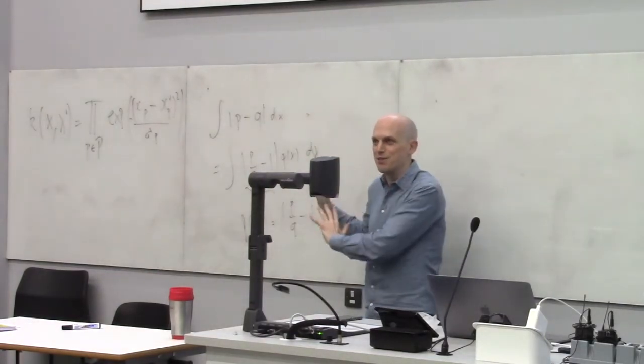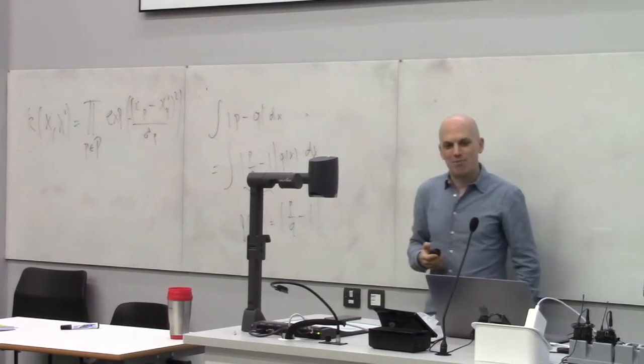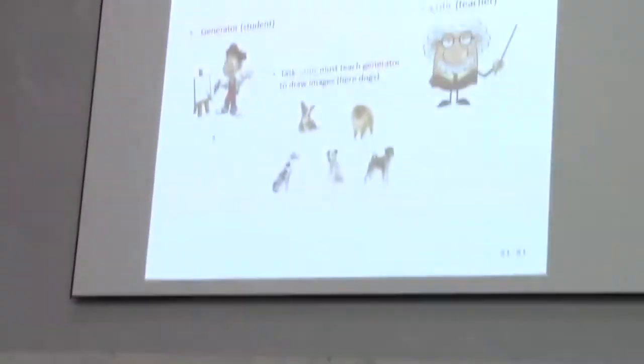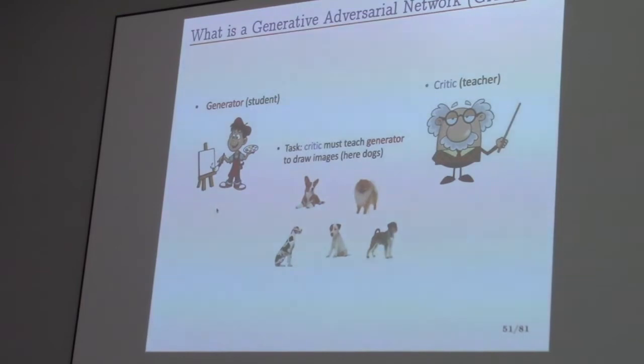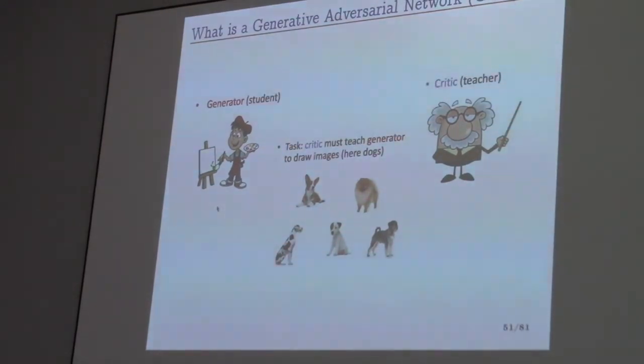So now we're getting to the machine learning part of the talk. I think a lot of you may have heard of adversarial networks before, but for those who haven't, I'm going to give a cartoon introduction. There are three ingredients in an adversarial network. We have a generator, whose task is to generate samples. We have a critic, whose task is to criticize samples, and we have a task. In this case, the task is to draw pictures of dogs.